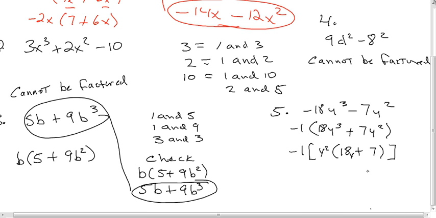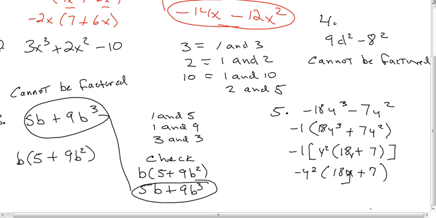Now we can go back and distribute the -1, and you notice the -1 times y squared will give us -y squared times 18y plus 7. Okay, and that tells us that we are completely factored. And of course, again, to check, we just multiply -y squared times 18y plus 7, and then we'll come back to our original problem.